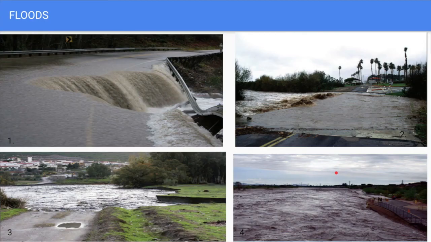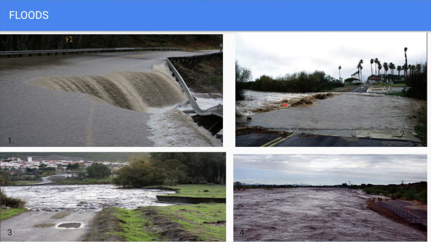Another type of event that can cause rapid changes on the earth is floods. We look at picture 1. This is a road that was completely washed out by a big amount of water that was caused by lots of rain, and it completely broke off the road, even the ramp.